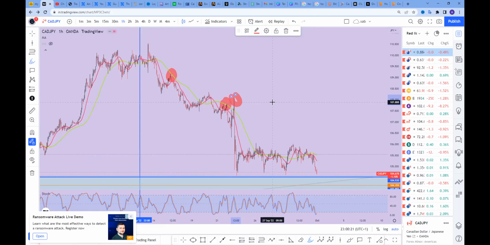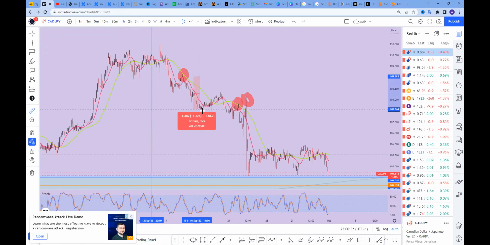And what do you see happen after each of those entries? From this first entry, for example, price moved about 150 pips. From the second entry, let's check. Price moved 128 pips. From the third entry, let's check. Price moved about 295 pips. So based on all of this, I would have gotten 3 very good entries.